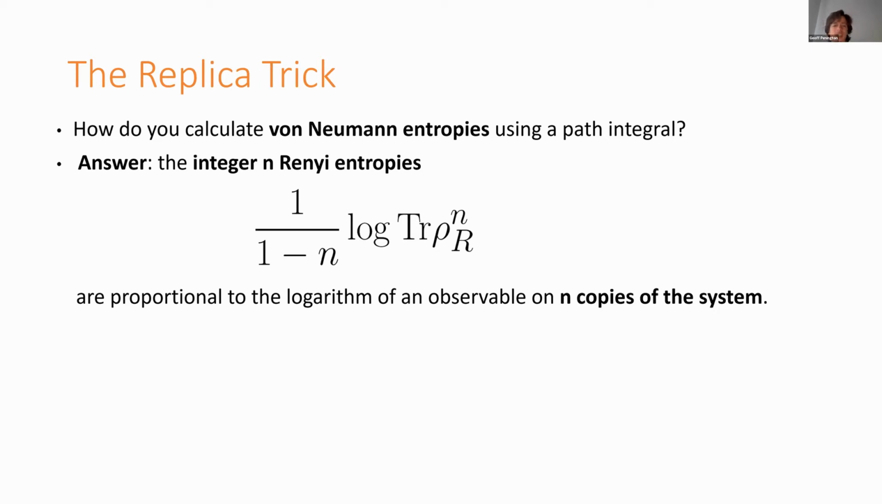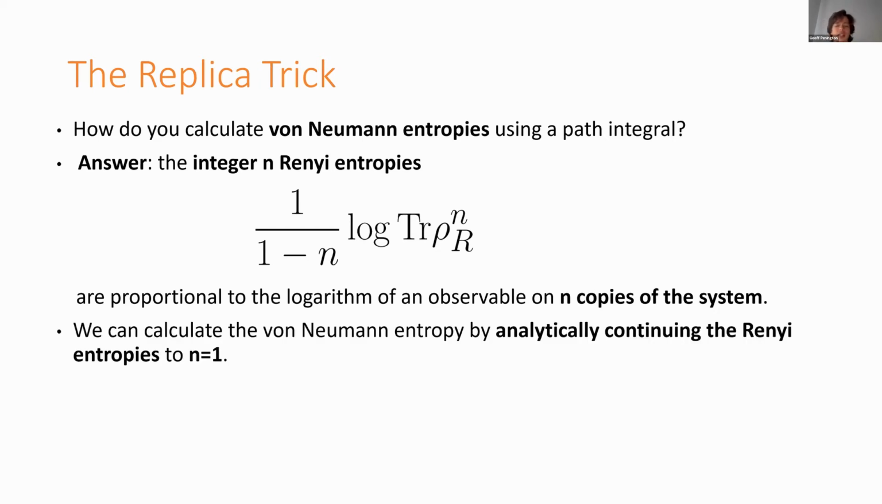So this is something we can calculate with the path integral, and then we do this clever thing called the replica trick of just calculating this for arbitrary n as a function of n, and analytically continuing that function to non-integer n, and taking the limit where n goes to 1. Take this formula, take the limit n goes to 1, apply L'Hopital's rule, you'll get the von Neumann entropy. So that will give us the answer we want.